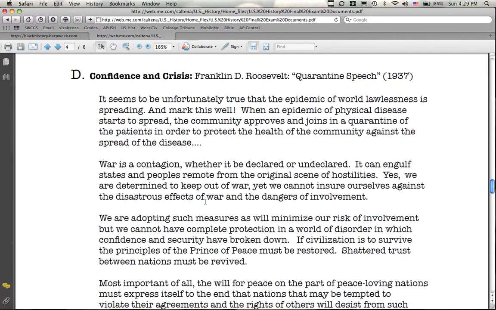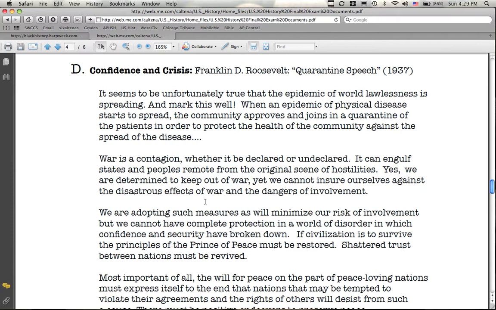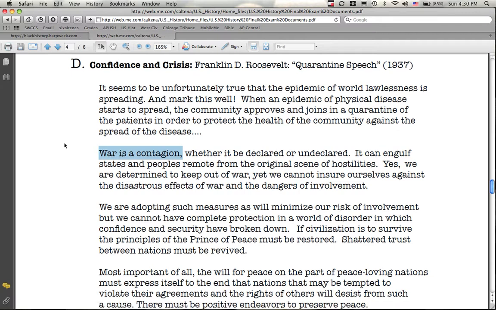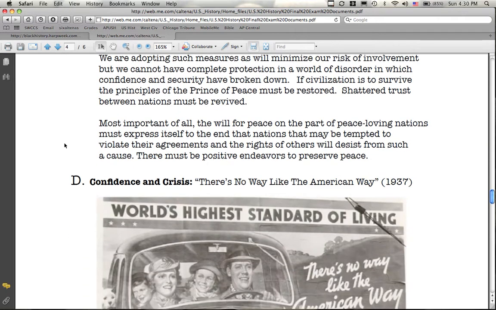The quarantine speech, know the isolation to involvement timeline. This is part of the timeline. He talks about needing to quarantine the patient or quarantine the aggressor. War is a contagion, another reference to disease. How does this reflect Americans' attitudes about entering the war? What have been some other historical examples of America wanting to stay out of wars? And then what happened after we got involved?